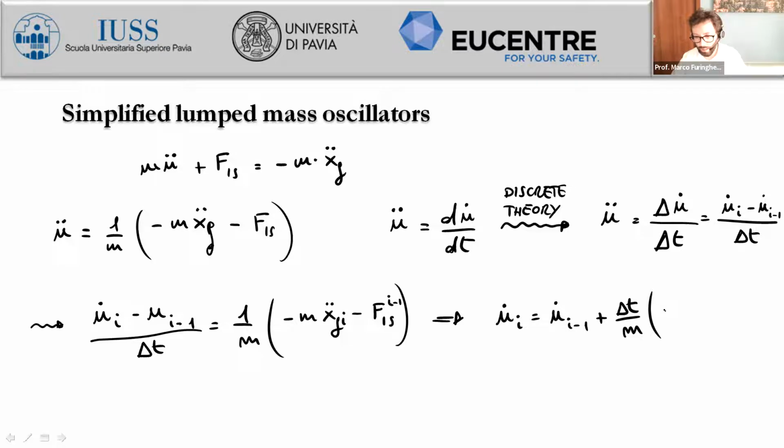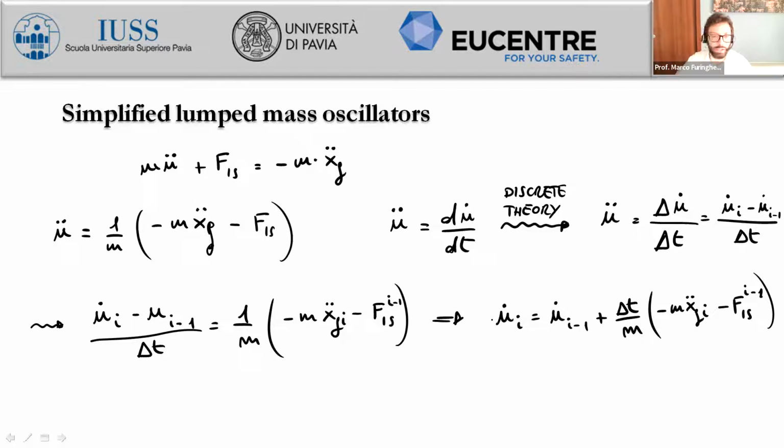And so here we have minus m times the accelerogram at the ith time step minus the force of the isolation system at the ith minus 1. Okay, so this is actually the first equation to obtain the time integration, and then this is just to obtain the relative velocity at the ith time step. So how to compute the displacement?